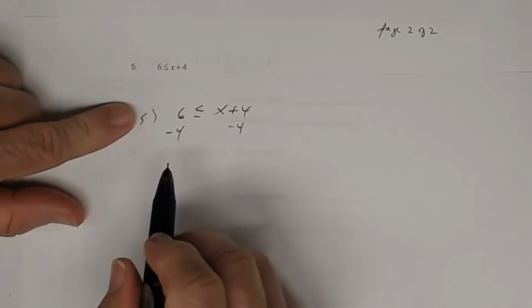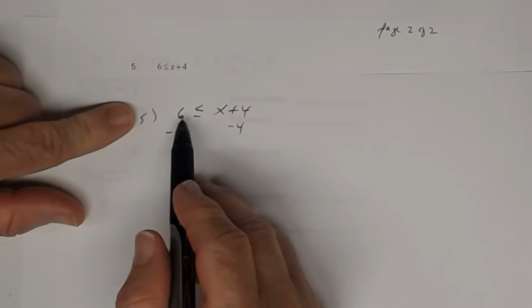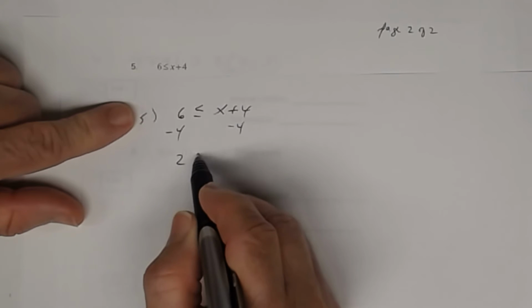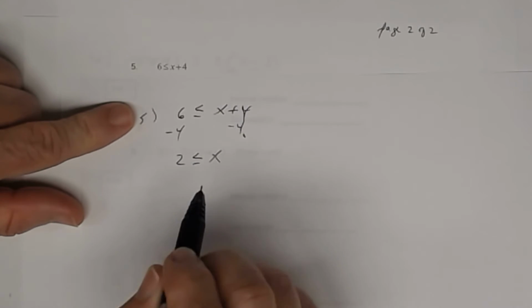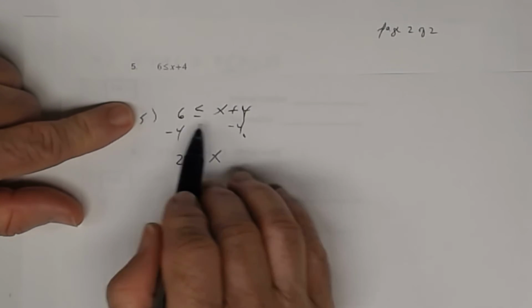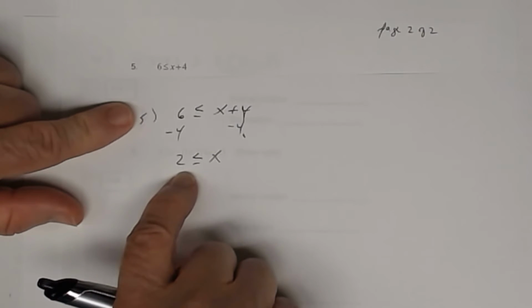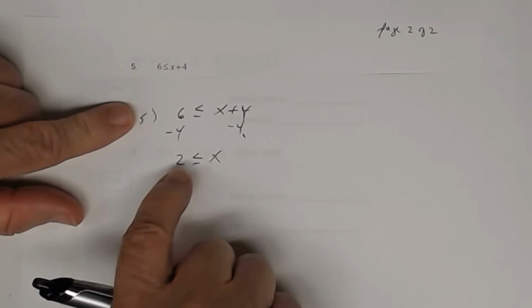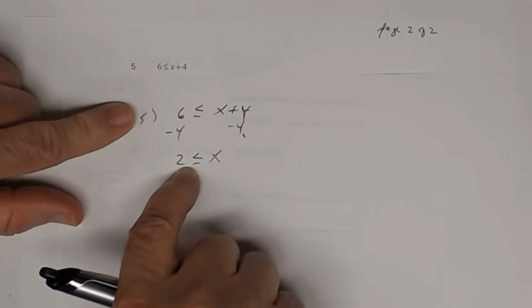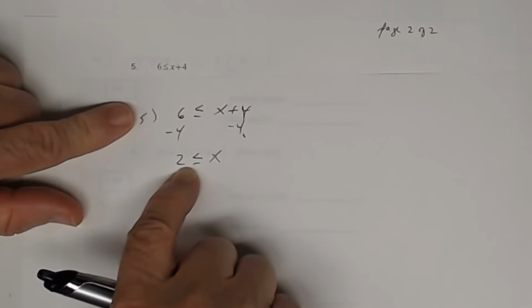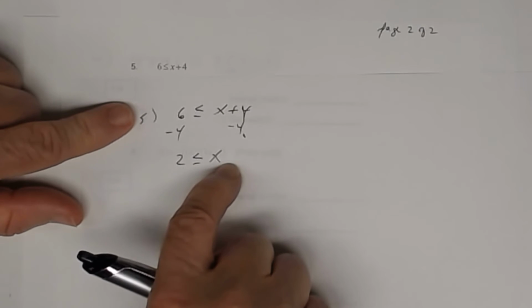Subtract 4 from both sides. And so I get 6 minus 4 is 2, so I get 2 is less than or equal to x. So you found your solution. The solutions to this original inequality is any number in which 2 is the smallest. Okay? That's what this says. 2 is less than or equal to x.